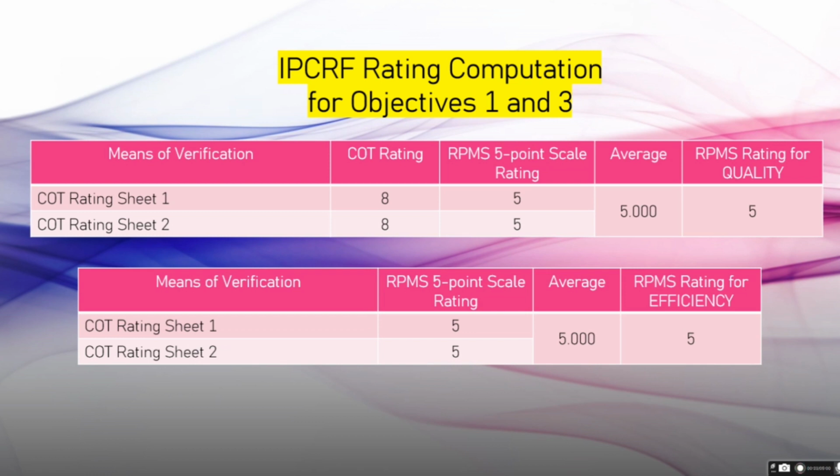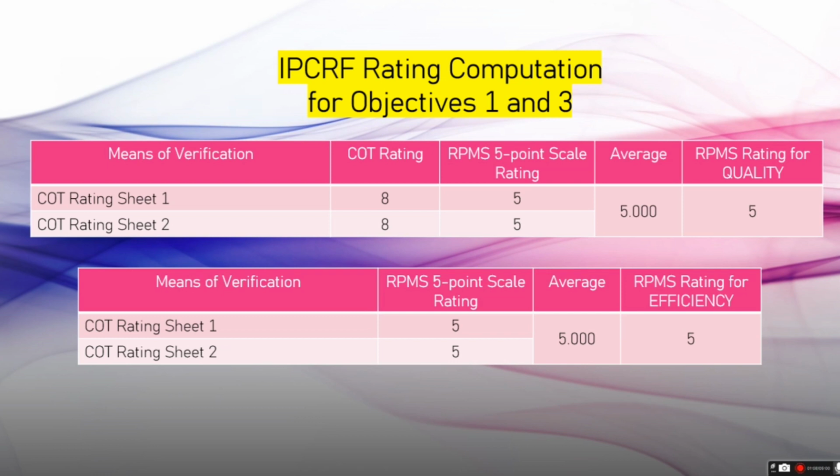For objective 1 and 3, kasi parehas silang nire-rate for the third and fourth quarter, so we have to include our COT rating sheet 1 and COT rating sheet 2. So kung nakita natin yung example natin, we got 8 points for both rating sheets, which is equivalent to 5 from the RPMS 5-point scale rating. We'll get the average, 5 plus 5 divided by 2, that's 5.000, and that is equivalent to 5 points of the RPMS rating for quality.